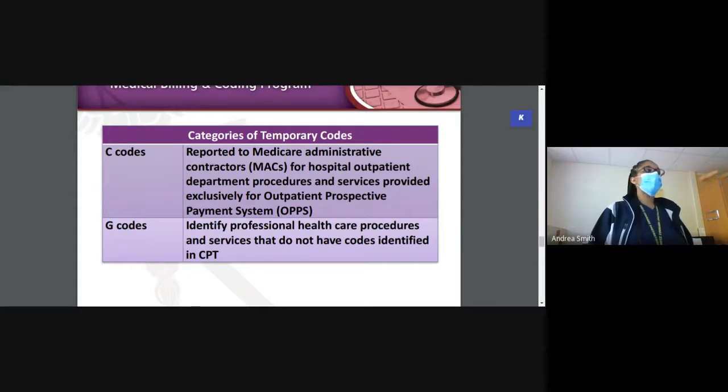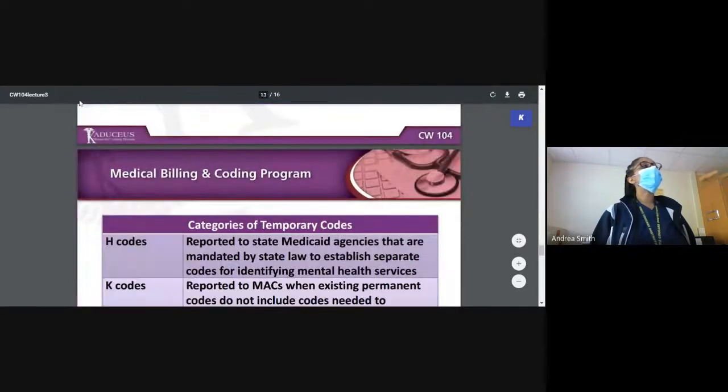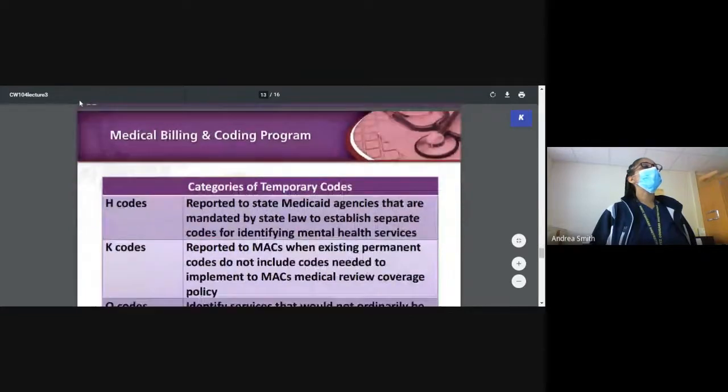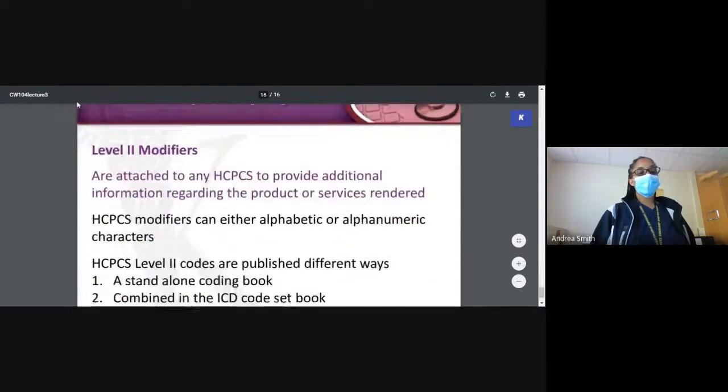Okay, now I'm really not going to lie to you. I don't usually go over these codes because we don't use them. The temporary codes, so it's there for your liking, for your reading, but I don't go over these codes. We're just going to zoom on through that and go down to the bottom here.